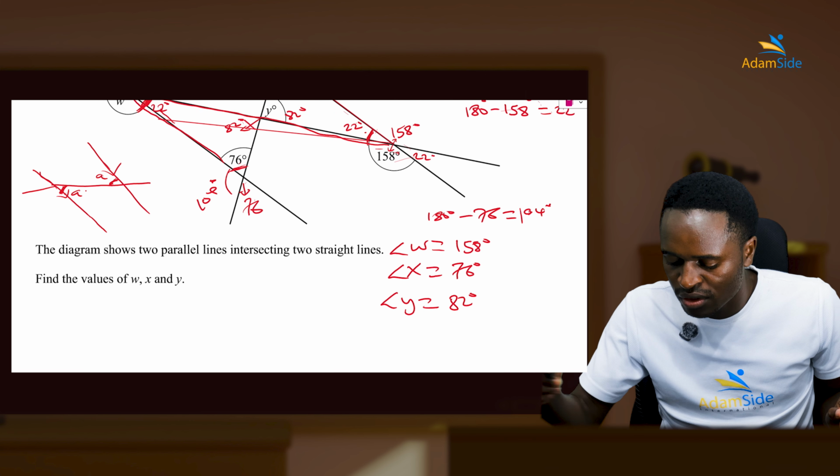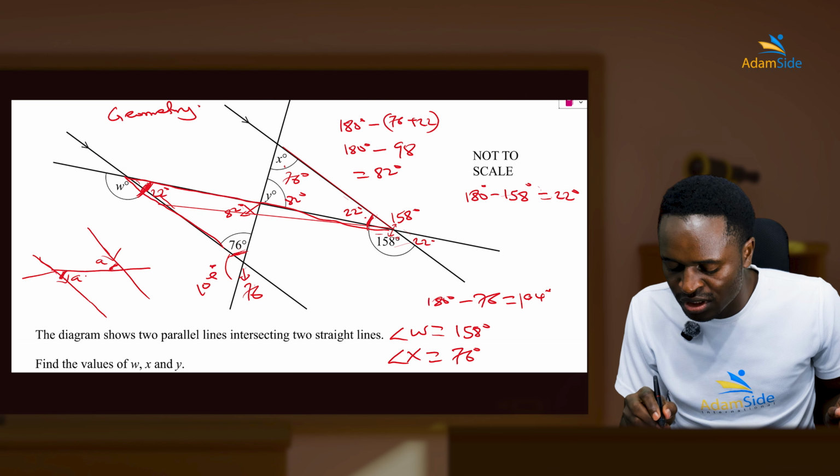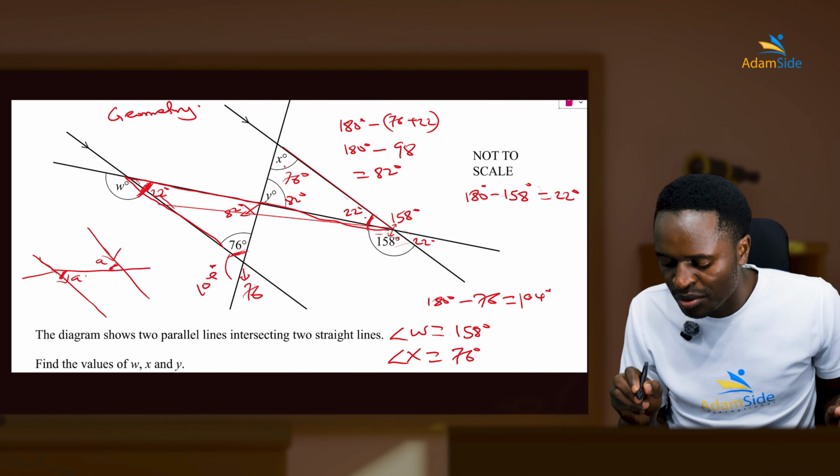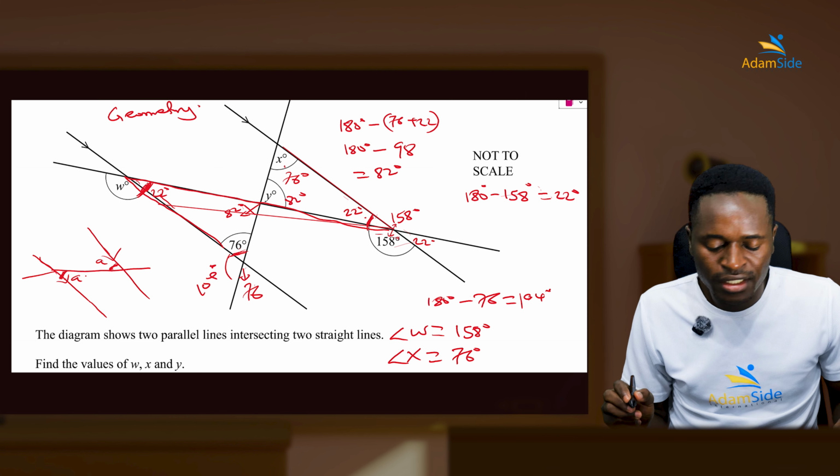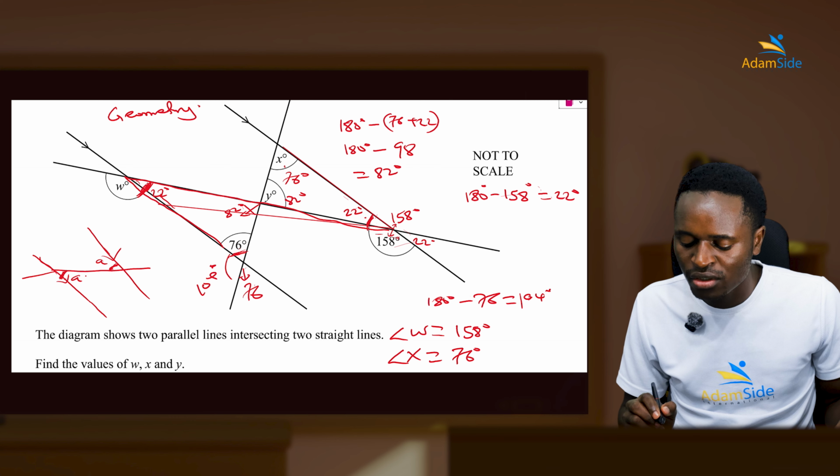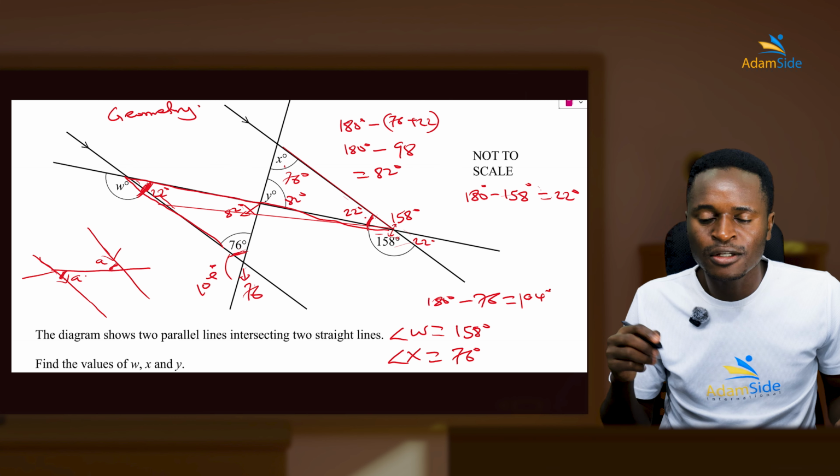So if you go back to the question, why did we get 82 degrees? Because angle X plus angle Y plus angle 22 should be equal to 180 degrees, and angles in a triangle add up to 180 degrees.